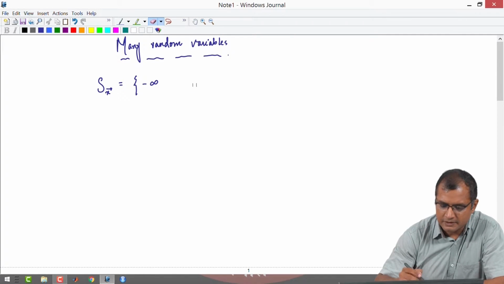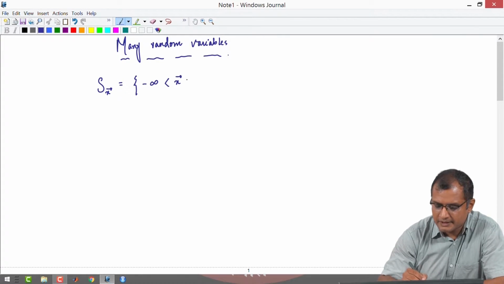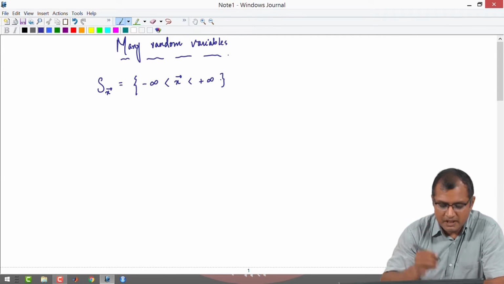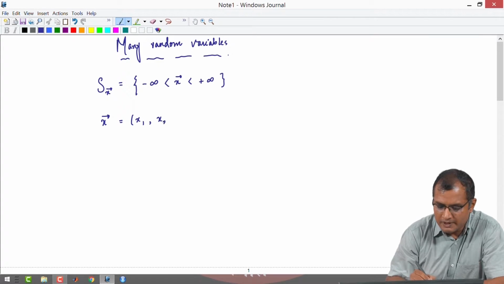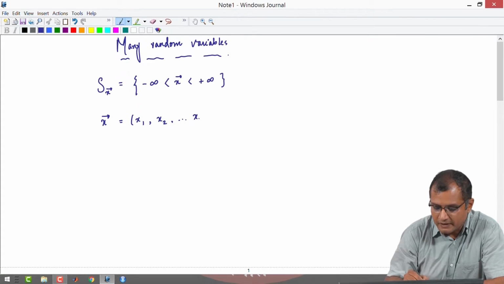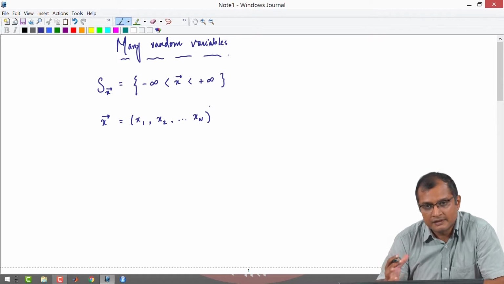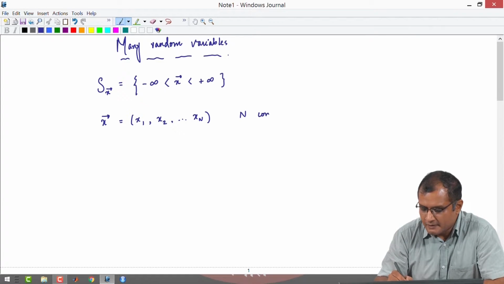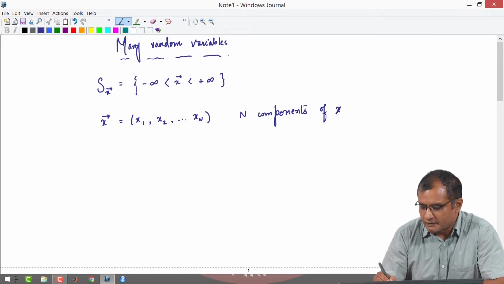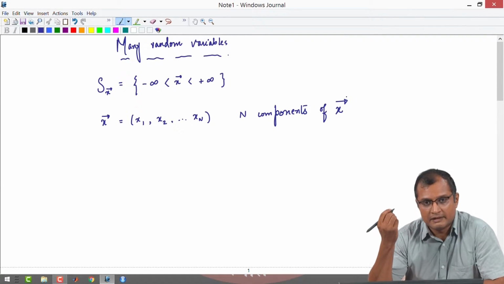I'm going to write it as my vector x between minus infinity to plus infinity. Now the meaning of this is the following: x is a random vector, which means it has components, and each component can take values between minus infinity to plus infinity. That's the interpretation of the set of outcomes for n random variables. So these are like n components of the random variable vector x.